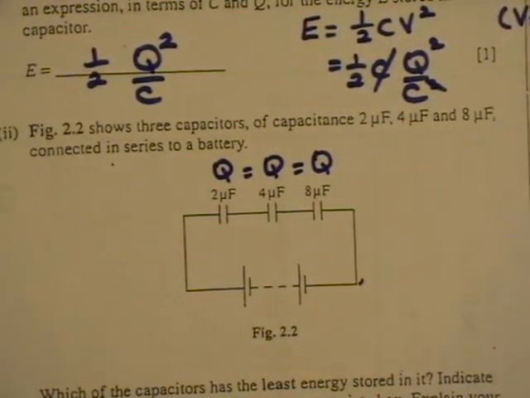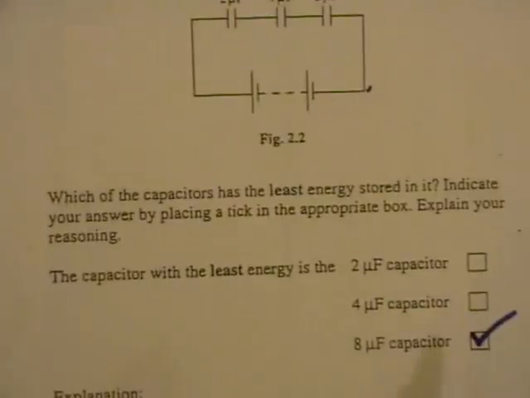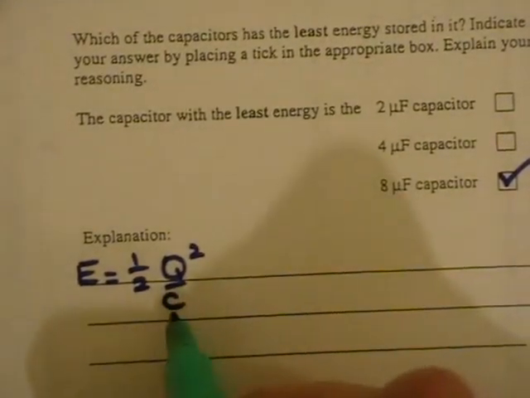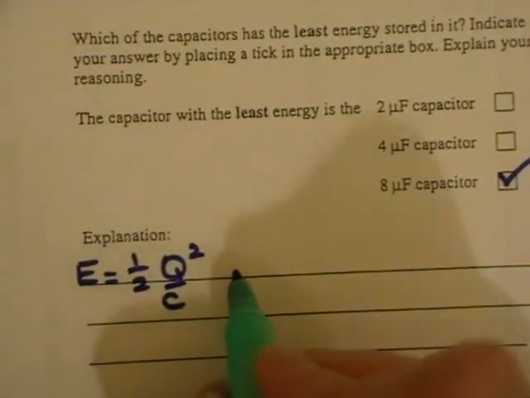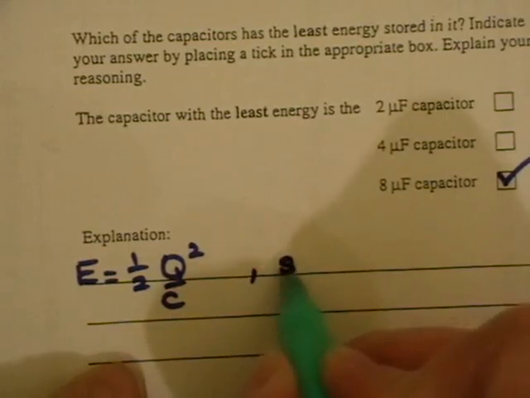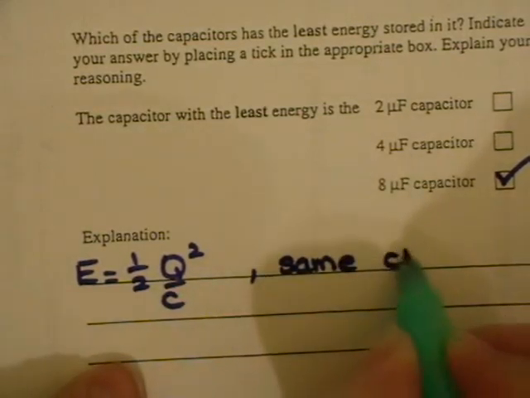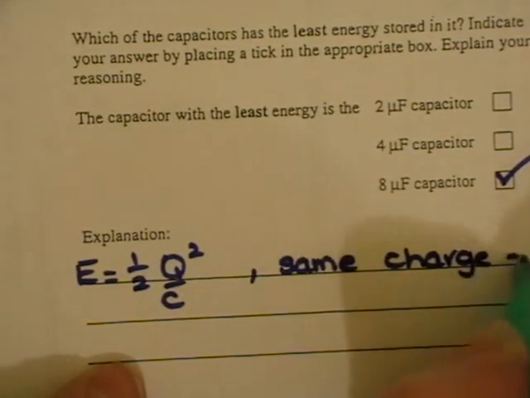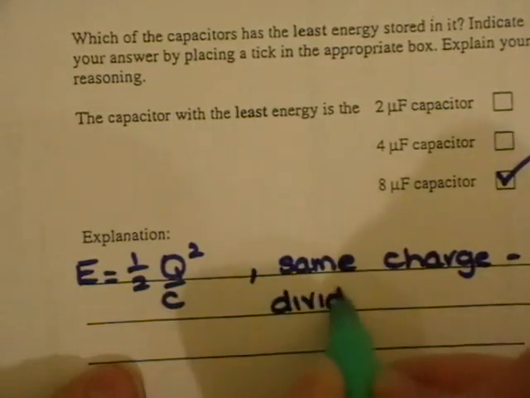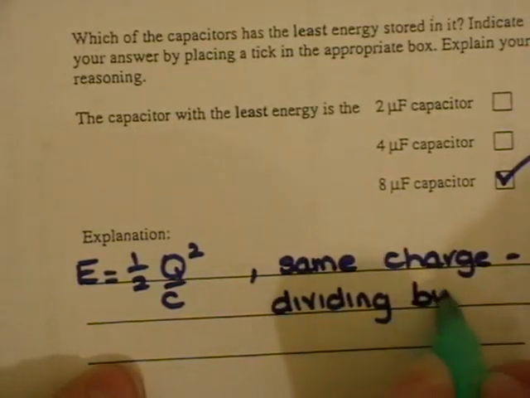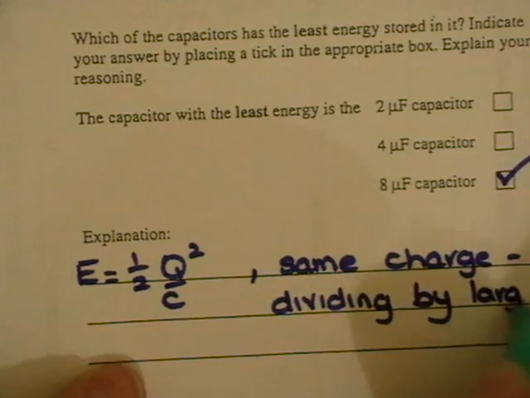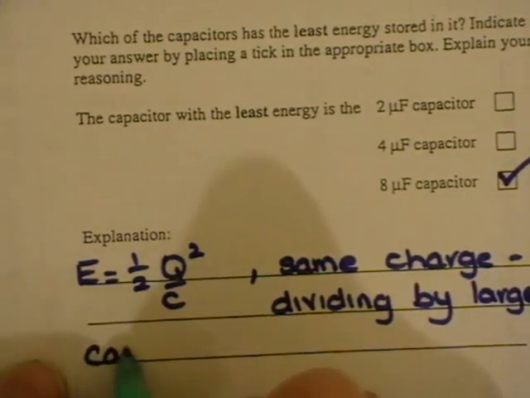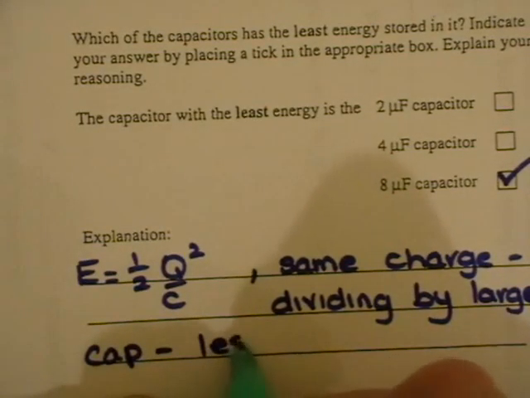And if that's the case and you're dividing by different sizes of capacitance, then if the capacitors have the same amount of charge, dividing by larger capacitance means less energy stored.